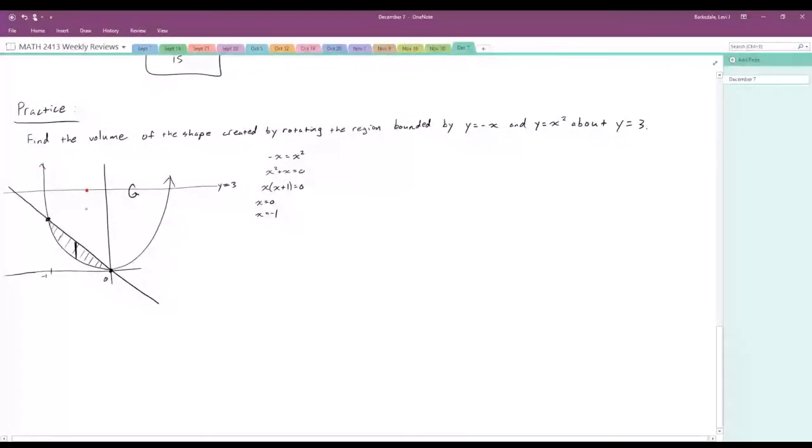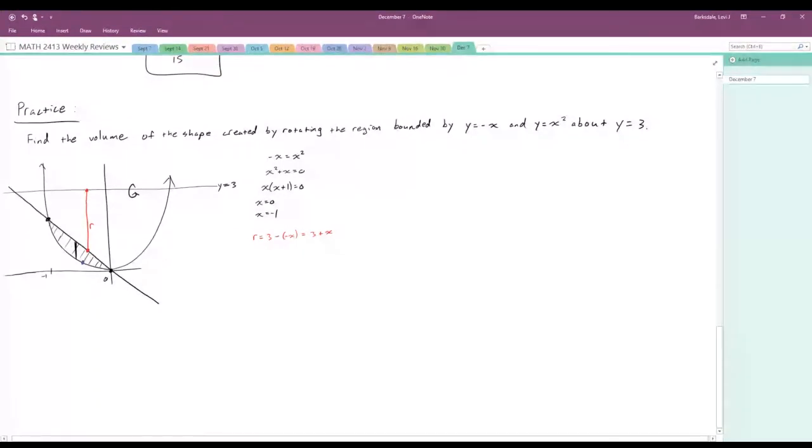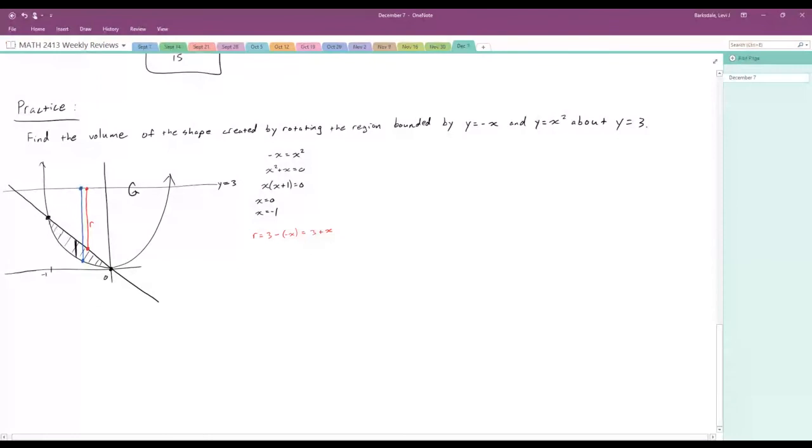So my short radius would be from here to here. And I can see that that's just going to be my top function, y equals 3, minus my y equals negative x. So little r is equal to 3 minus negative x, which is equal to 3 plus x. Also, I'm going to have a capital R, which would be the further distance from my axis of revolution to my other function. And that's going to be, again, 3 minus, here I just have x squared. So 3 minus x squared.